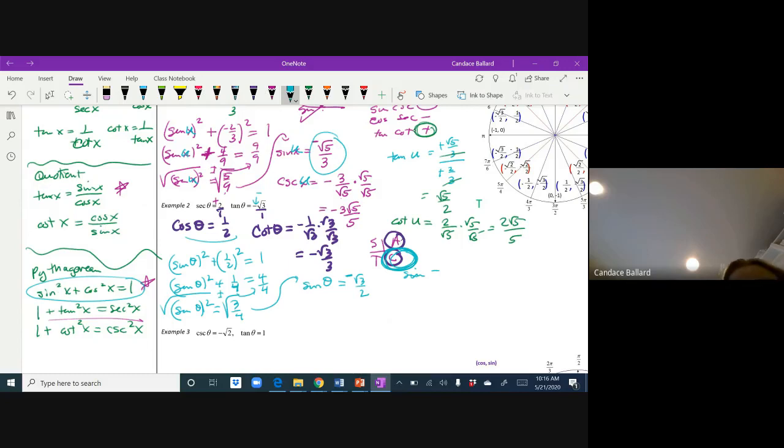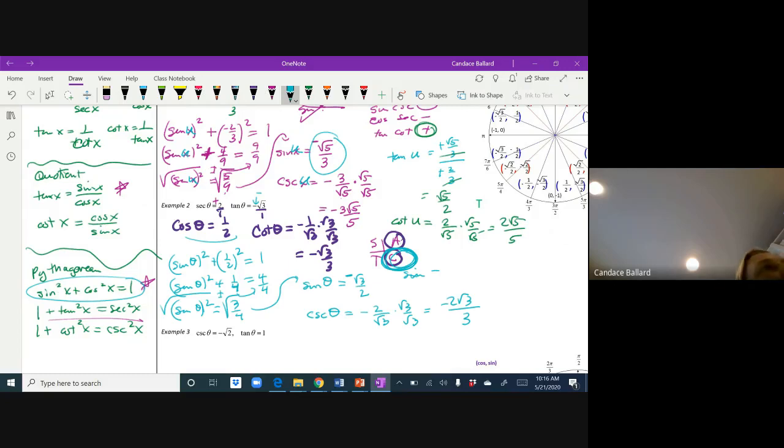And we're almost there. We just have to flip the reciprocal for cosecant. So cosecant of theta equals negative 2 over square root of 3. I'm going to rationalize that, and I get negative 2 square root of 3 over 3.